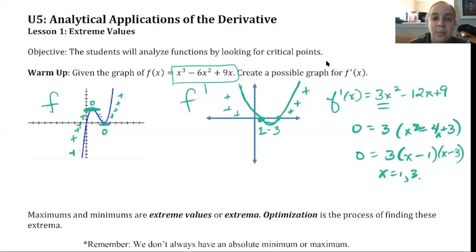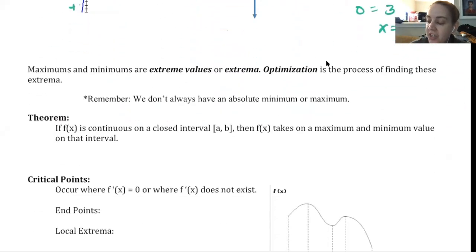All right, so we are looking at derivatives and increasing and decreasing. So maximums and minimums are called extreme values or extrema. Optimization is the process of finding these extrema. Remember, we don't always have an absolute maximum or minimum. So I have a theorem for you.